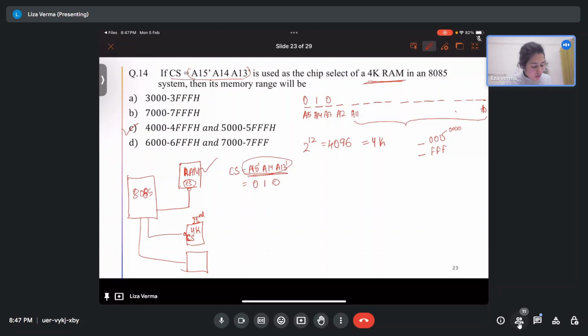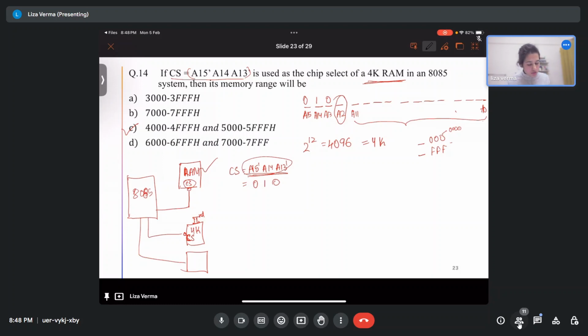And A0 to A11 we have already discussed, because we need all of the memory range of this 4K RAM. They'll go from 000 to FFF. Right? Which leaves us with A12. There's nothing specified about A12. If it was given, we would have chosen that. But since it's not given, what values can A12 have? Maybe 0, maybe 1. It can have 0 as well as 1.